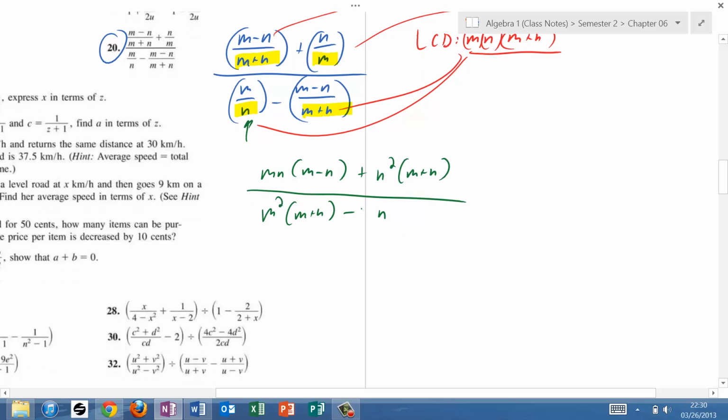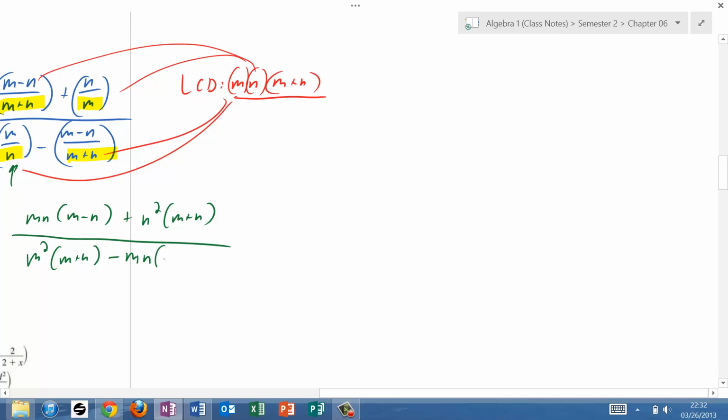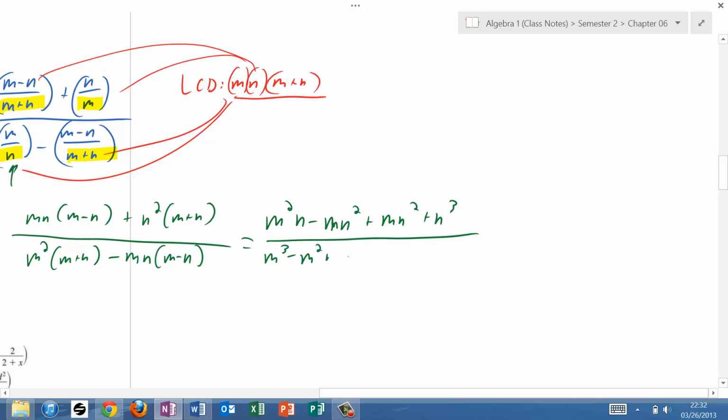And then you'd have still times the m minus n. So if I look at the numerator and I distribute, I get m squared n minus m n squared plus m n squared plus n cubed over, and I have m cubed minus m squared n minus that's plus m squared n. Then we have minus m squared n, and then plus m n squared. Okay, so these cancel, and these cancel.